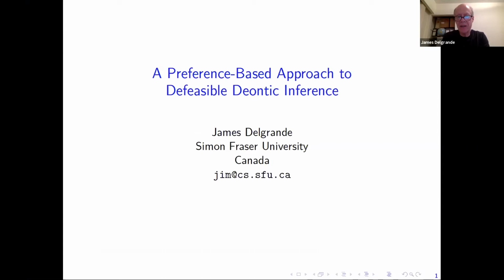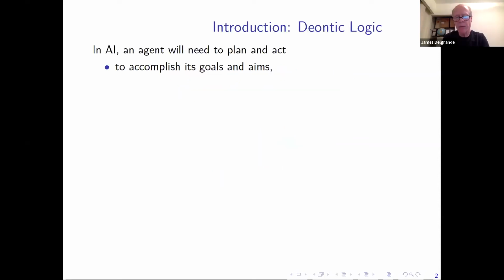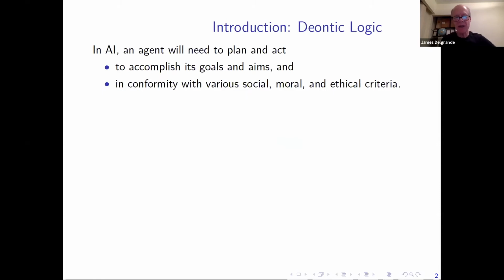This work actually did begin with looking at what was supposed to be a very basic approach to dealing with preferences, and it became apparent that it looked like a good model for deontic reasoning. So by way of motivation, we can note that, well, we're in AI. Agents are going to need to plan, they're going to need to act in order to accomplish their goals and their aims. But moreover, and especially these days, in conformity with various social, moral, ethical criteria, there should be things they do or things that they're forbidden to do, even though they can physically do this.